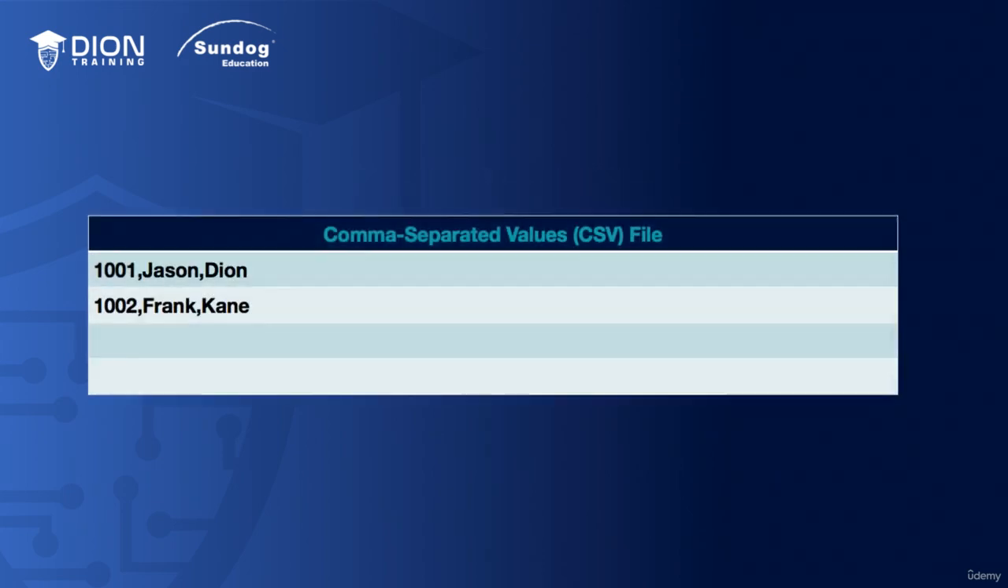So if I want to have a database that's going to store information such as a student ID, a first name, and a last name, that CSV file might look something like this: 1001, comma, Jason, comma, Dion, 1002, comma, Frank, comma, Kane. And this tells me exactly what those three fields are that we are going to be storing. We have the first field that we're expecting as an integer, which is our student ID number. Then we have the second field, which is the student's first name. And then we have the third field, which is going to be the student's last name.